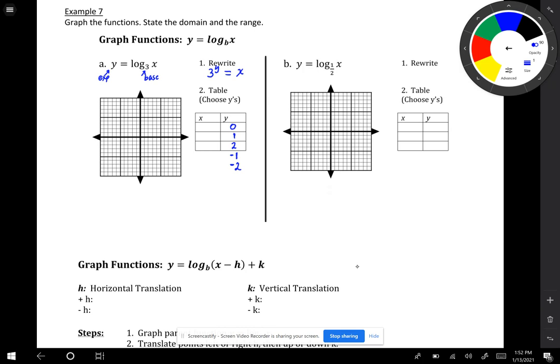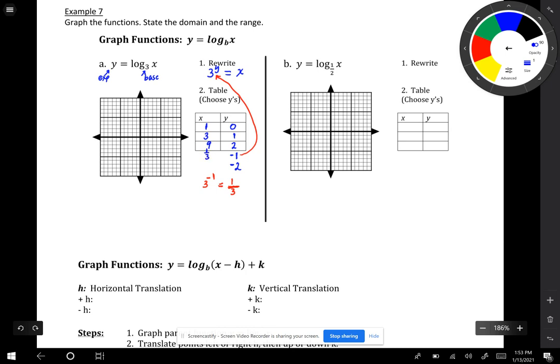3 to the 0 is 1. 3 to the first power is 3. 3 to the second power is 9. And then replace this negative 1 right here, and let's do the work down here. So 3 to the negative first, because I know you guys have problems with negative exponents, is the same thing as 1/3. You're just going to put the 3 in the denominator. So it'd give you 1/3.